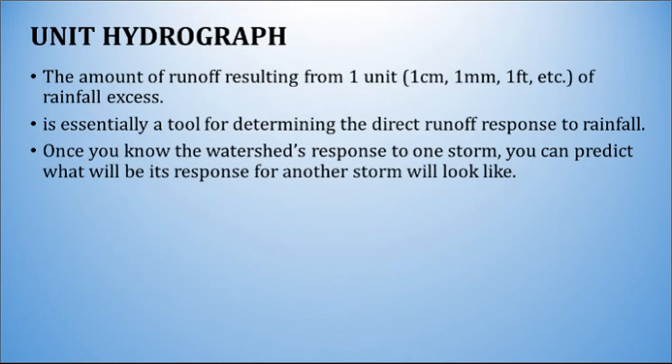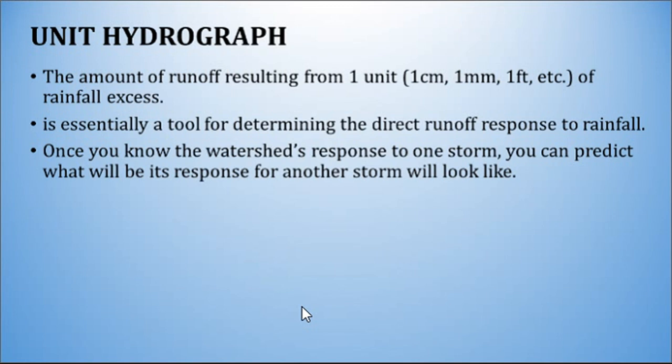The amount of runoff resulting from 1 unit, that is 1 centimeter, 1 mm, or 1 foot of rainfall excess, can typically be plotted in the form of a hydrograph, which is called a unit hydrograph. It is essentially a tool for determining the direct runoff response to rainfall. Once you know the watershed's response to one storm, you can predict its response for another storm. A unit hydrograph can be derived from any flood hydrograph and vice versa.